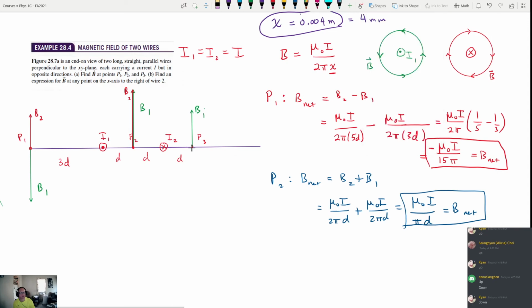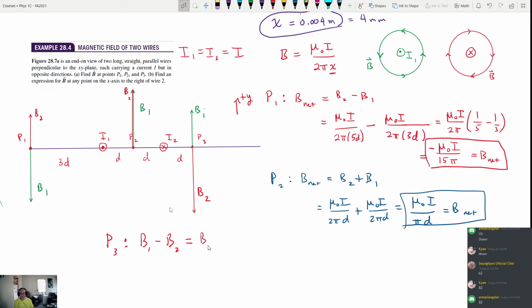Which one is bigger, B2 or B1, in this case? Should I make this one longer? Should I make it shorter? B2 is bigger, that's right. So that's my picture now. And so for point 3, we'll write this one over here. For point 3, we're going to have B1 minus B2. I'm taking the up direction to be positive, by the way, if that wasn't obvious. Call that positive y or something. B1 minus B2 is going to be equal to B net.